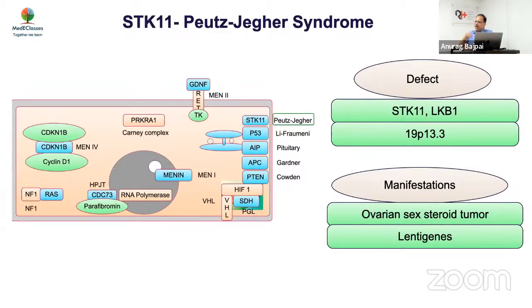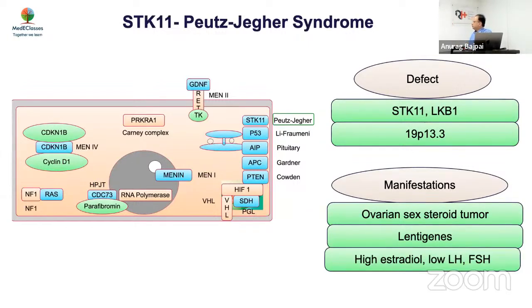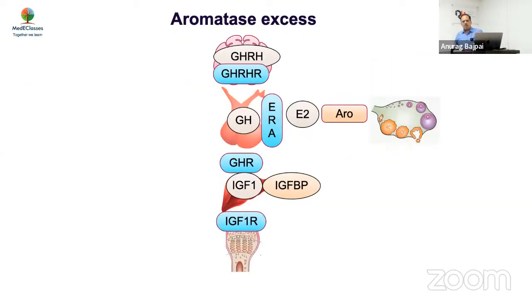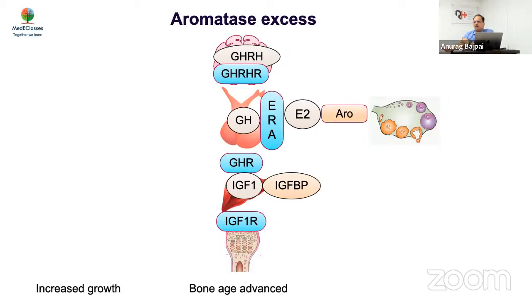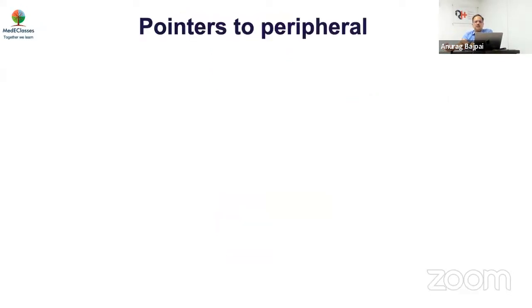I'll showcase one of my papers which I've done in Australia, which showed that MAS may also have these forms of lentigines and they may also cause gastric polyps. So there is an overlap between STK11 and GNAS1. So these are all growth pathways which are going to be stimulated. Subsequently, we'll discuss that. Aromatase excess is an extremely rare scenario. Again, it will cause precocious puberty. You will have high levels of estrogen and you will have increased growth and bone age.